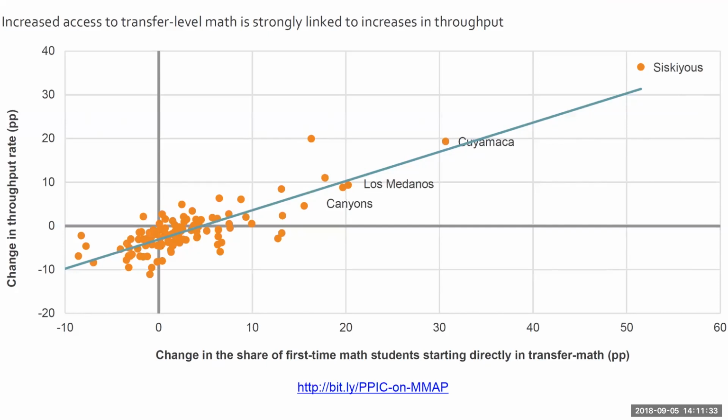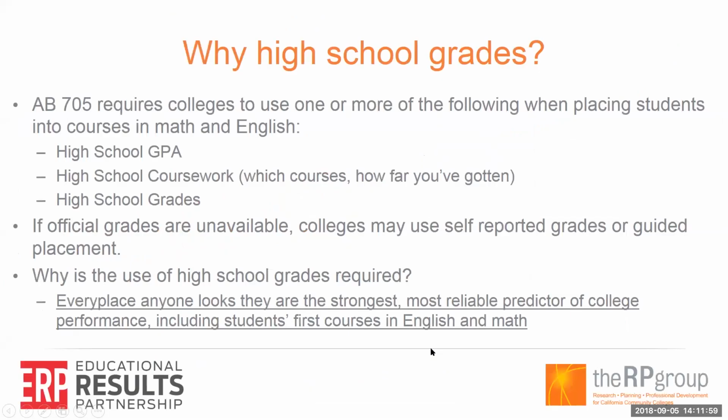We see a similar association in English. The correlation's a little bit weaker there. It's an R of 0.51. Still quite clear association between the reform work that place more students directly into transfer level work, and the ability to move more students to and through transfer level completion. All right, that's it. Thanks, Craig.